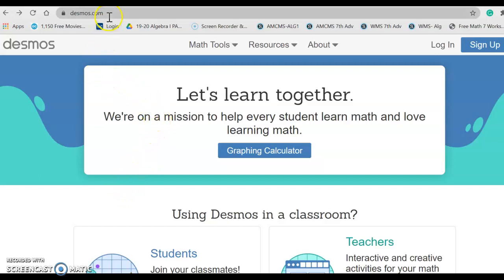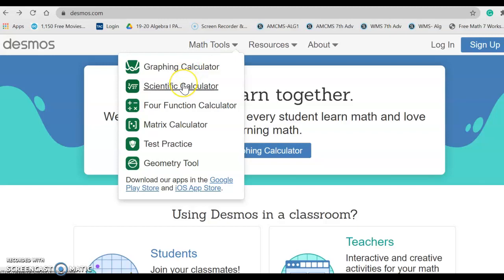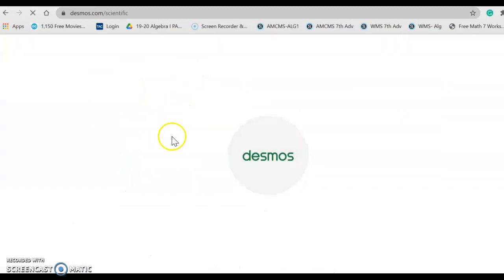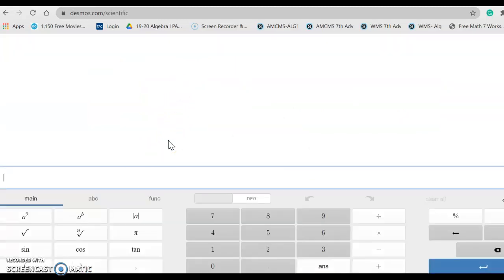We have been going to Desmos using the scientific calculator. If you type in desmos.com and you come to Math Tools, you'll get a scientific calculator. You're going to have to rely on a calculator to calculate exponential values. And this button is for when you square it. This button is for when the exponent is something other than 2.